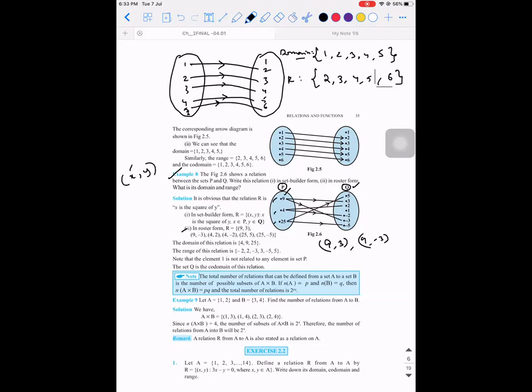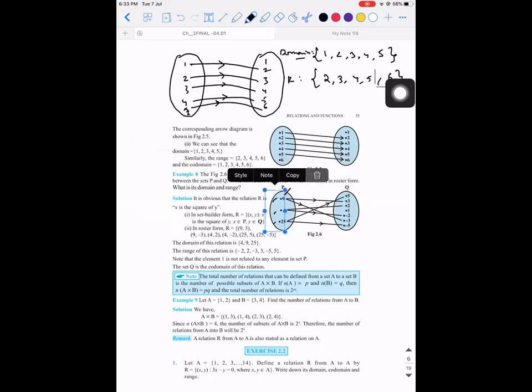Is it only 2, 3, and 5? Plus or minus 2, plus or minus 3, plus or minus 5. Yes. So minus 2, minus 3, minus 5, plus 2, plus 3, plus 5. So these are all the range. So codomain and range are the same here. Right? So codomain and range are the same in this case. So here, what will be the codomain? Codomain is set Q. Set Q is the codomain.